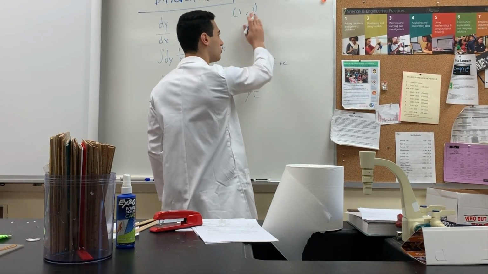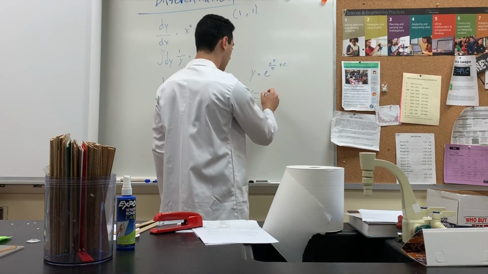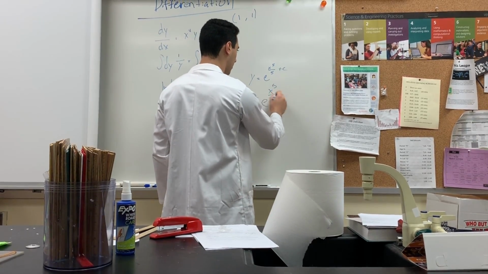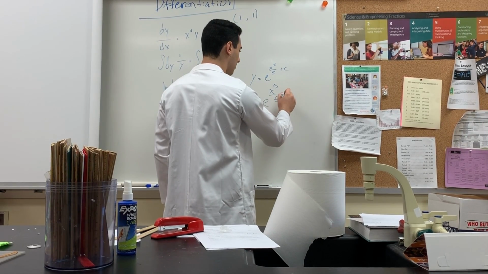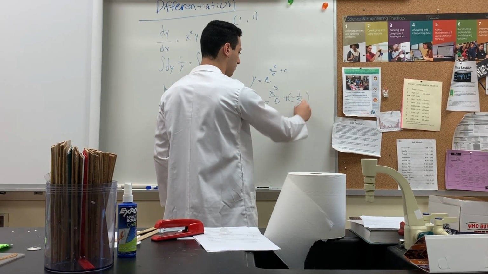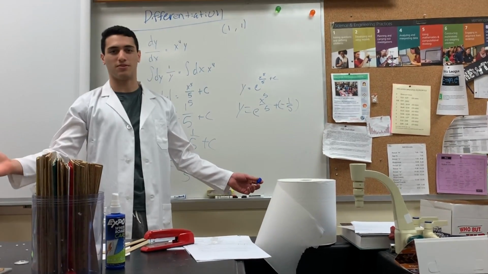So in this particular solution, for (1, 1), y is equal to e to the power of x to the 5 over 5 plus negative 1/5. Thank you. Crazy calculus.